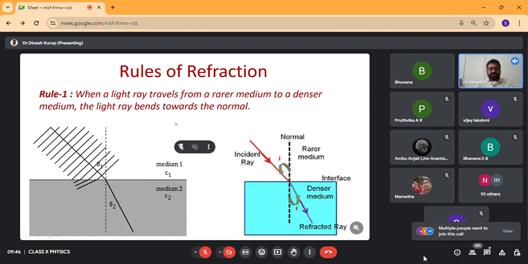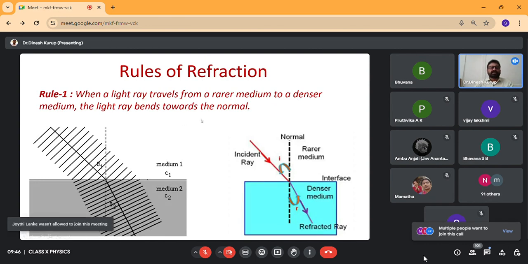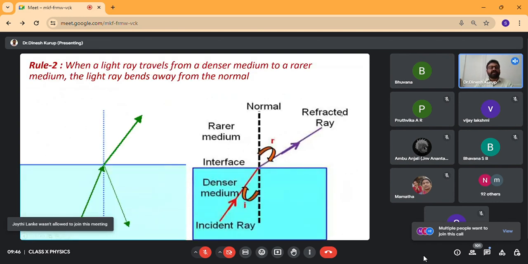So there are certain rules of refraction. We will go in a faster way in this one. We have to focus or concentrate more on the power of a lens. So when light is coming from a rarer medium to a denser medium, it bends towards the normal. That is rule number 1.